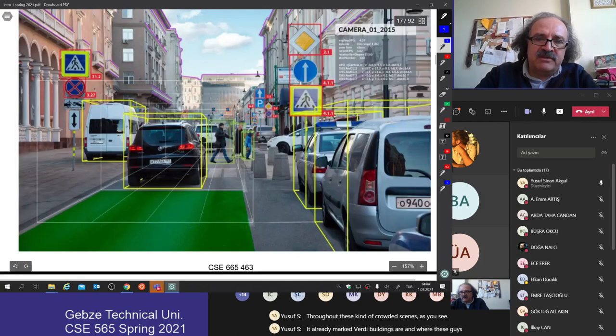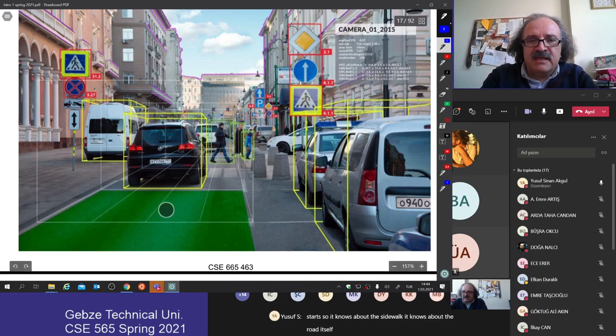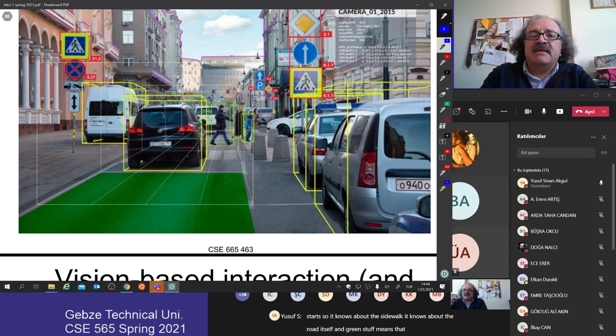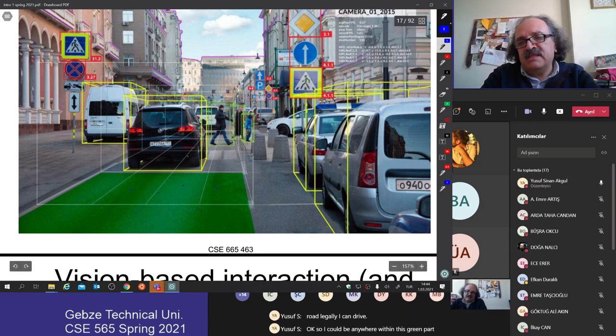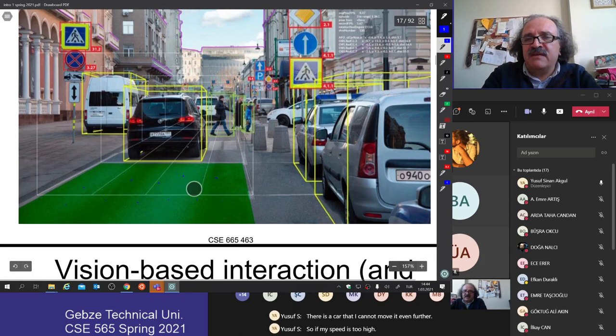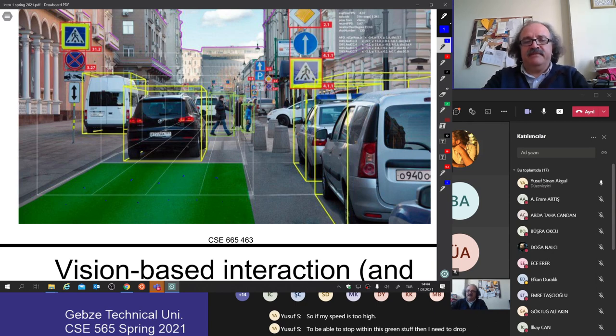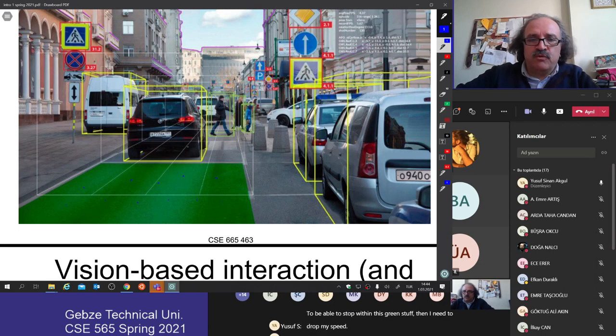So it knows about the sidewalk, it knows about the road itself. And the green stuff means that it is the place on the road where legally I can drive. Okay, so I could be anywhere within this green part. And after that, there is a car there, I cannot move any further. So if my speed is too high to be able to stop within this green area, then I need to drop my speed. Okay, so that's another application of computer vision.